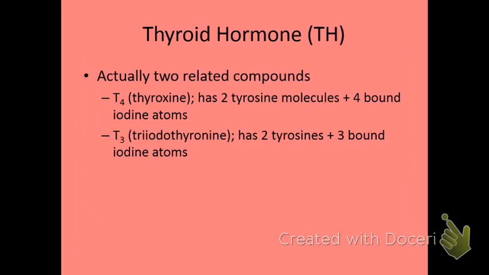So we actually have two compounds that we measure when we go to the doctor. We always talk about going to the doctor and getting your thyroid checked, where we have two substances, T4, which is thyroxine. It has two tyrosine molecules, which is an amino acid that we must get from our food, and is bound to 4 iodine atoms. Then we have T3, which is triiodothyronine, which has 2 tyrosines and 3 bound iodine atoms. These are a little bit different, but you notice on both of them they have this same component of iodine, which is very important for the production and the release of these.